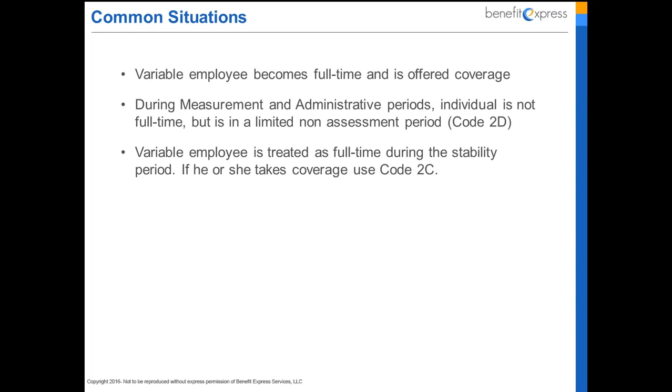Variable employee becomes full-time and is offered coverage. During the measurement and administrative periods, as I indicated before, the individual is not full-time but is in a limited non-assessment period, so you use 2D. And if that variable hour employee is treated as full-time during the stability period and takes the coverage, then you use 2C. If they waive coverage, you use 2F, 2G, or 2H. But only in their stability period. Not until their stability period, and you determine they're full-time, do they get a 1095C, and they are considered to be full-time.